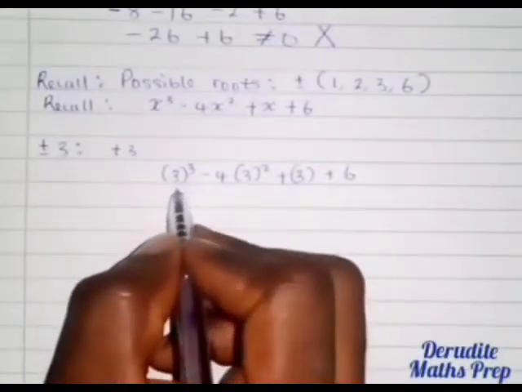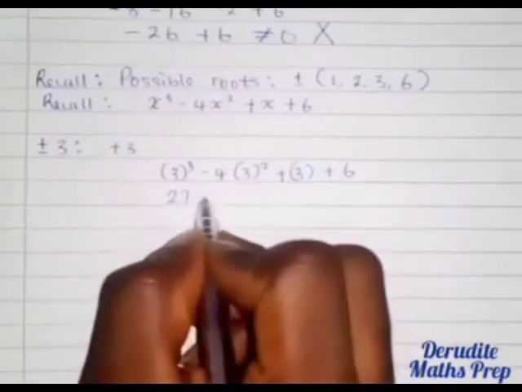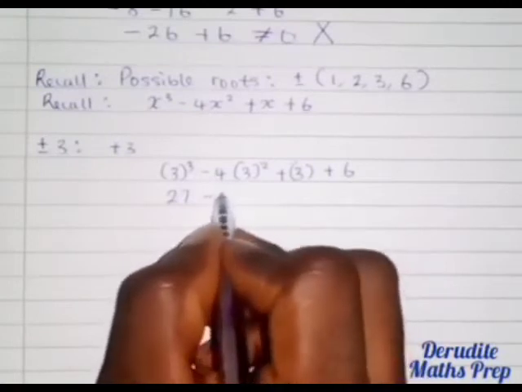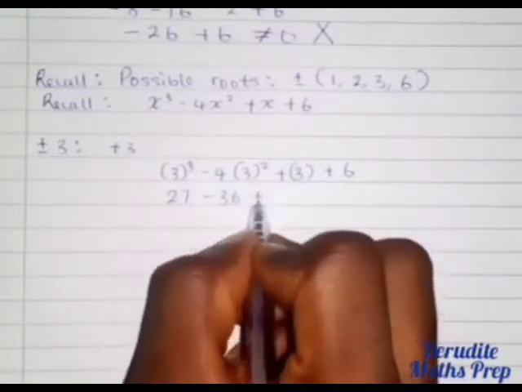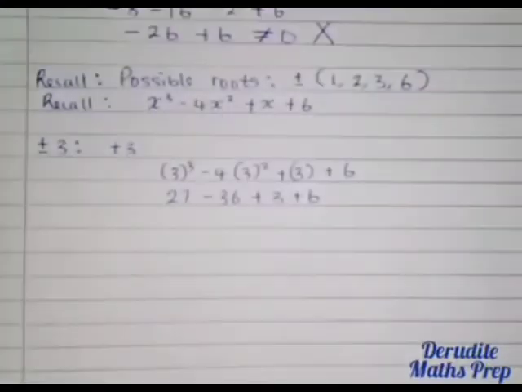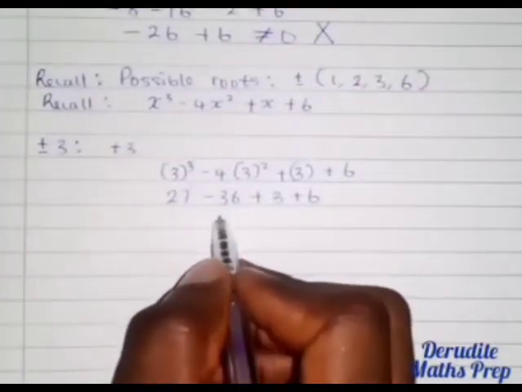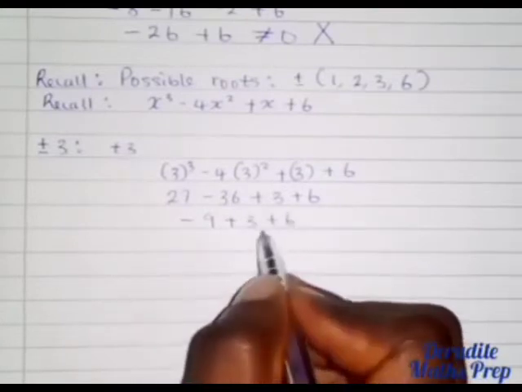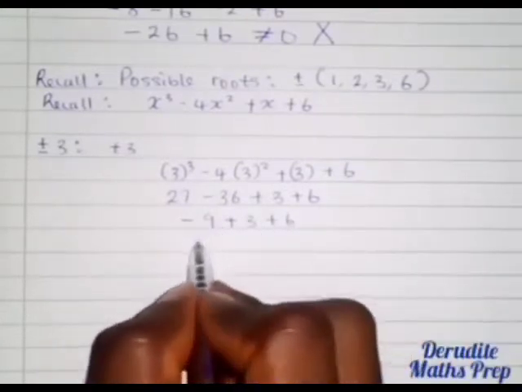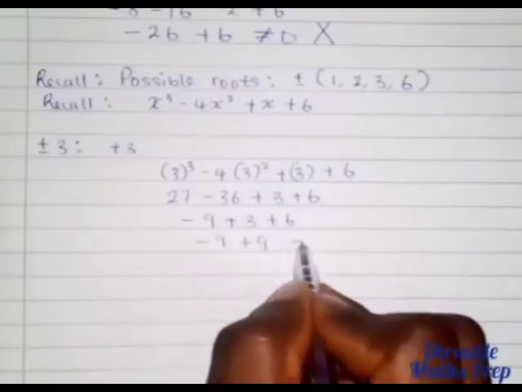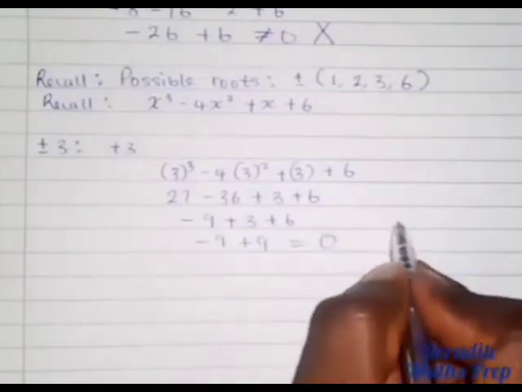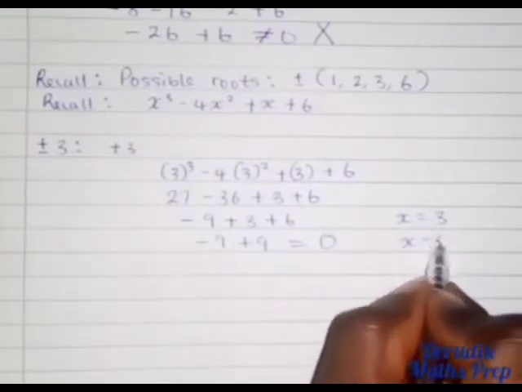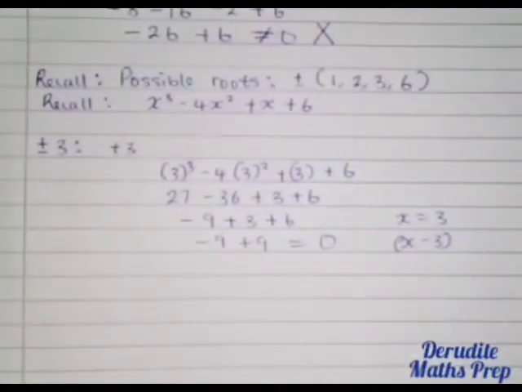3 cubed is 3 times 3 times 3, that is 27, minus 3 squared is 3 times 3, that is 9, times 4, 9 times 4 is 36, plus 3 plus 6. 27 minus 36, we have minus 9 plus 3 plus 6. And we have a total of minus 9 plus 9. This is equal to 0. So in other words, x equal to 3 is a root, hence x minus 3 is a factor.